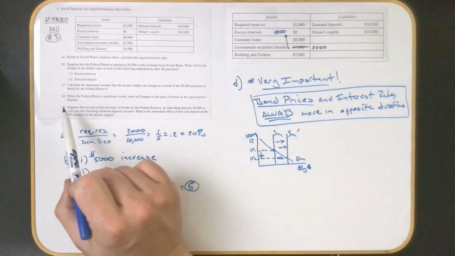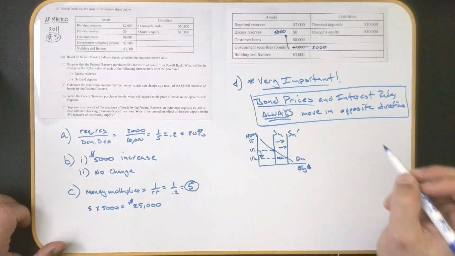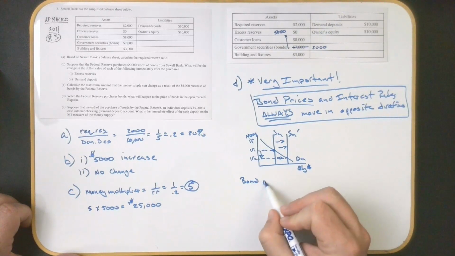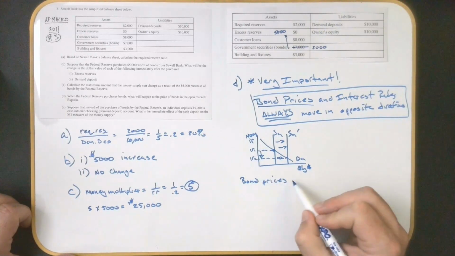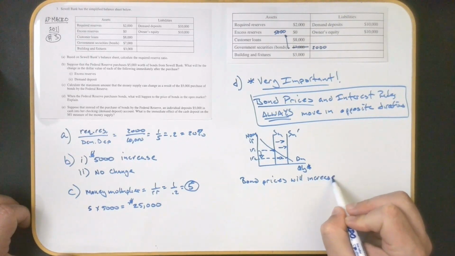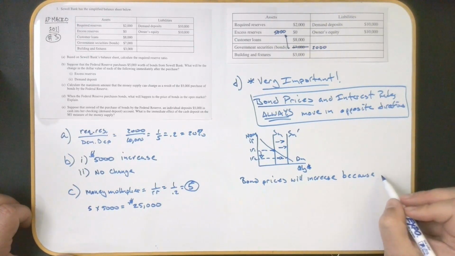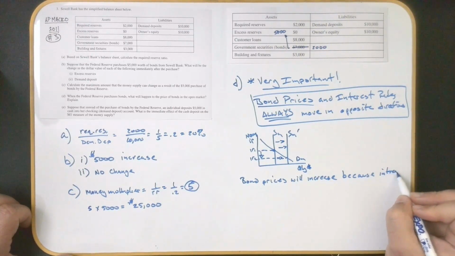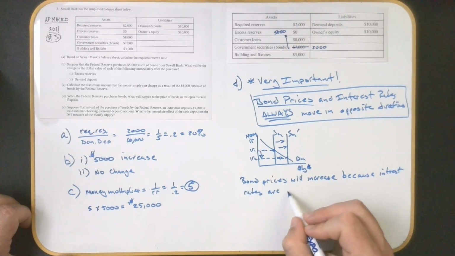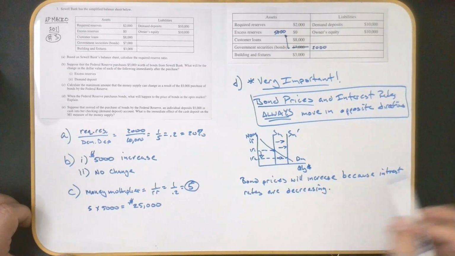Okay? So it says when the Federal Reserve purchases bonds, what will happen to the prices of bonds in the open market? We'll put this right here. Bond prices will increase because interest rates are decreasing. And that's all you have to state.